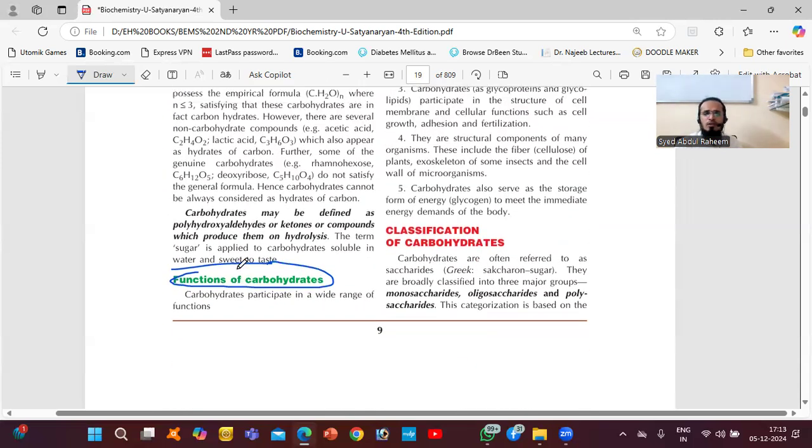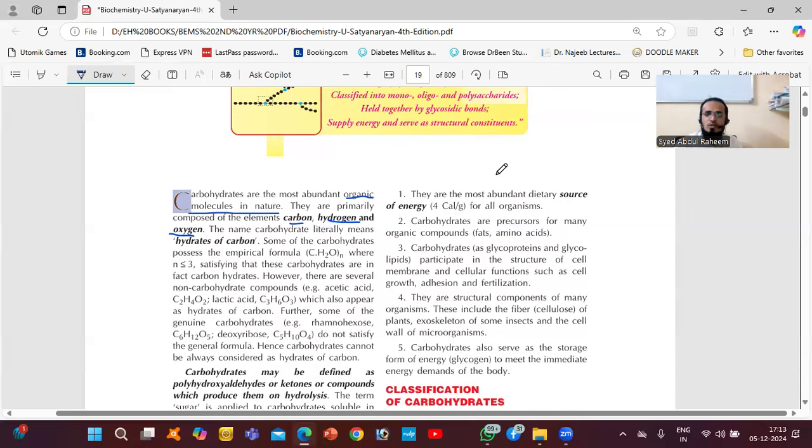What are the functions of carbohydrates? Carbohydrates have a wide range of functions. Basically, it is an abundant dietary source of energy for all organisms. Every organism needs energy, and energy will come from carbohydrates only. First thing. And second thing is that carbohydrates are precursors for many organic compounds like fats and amino acids.